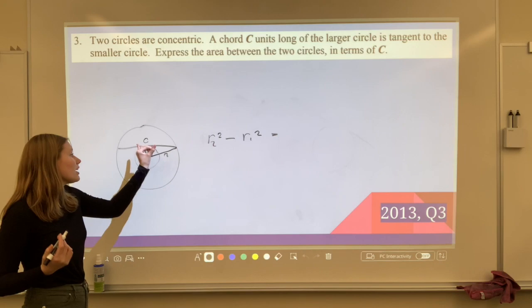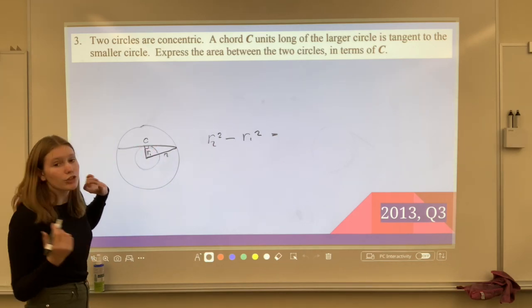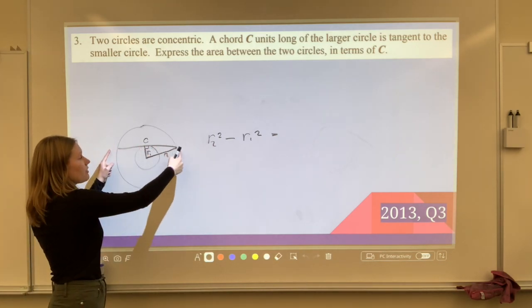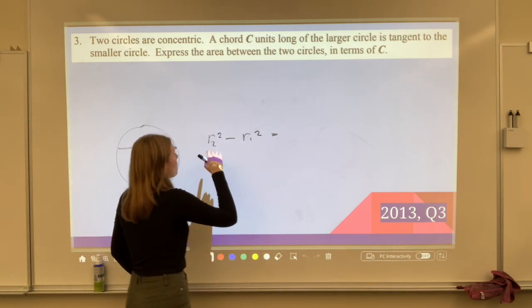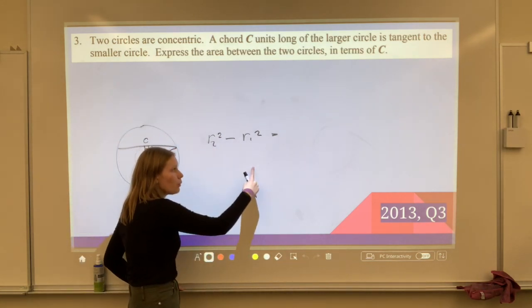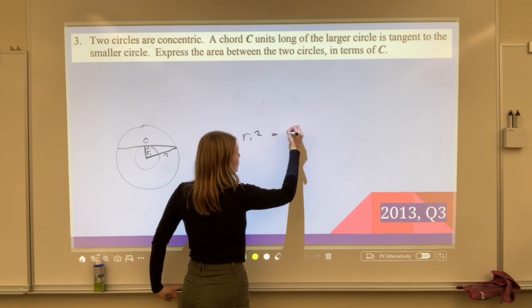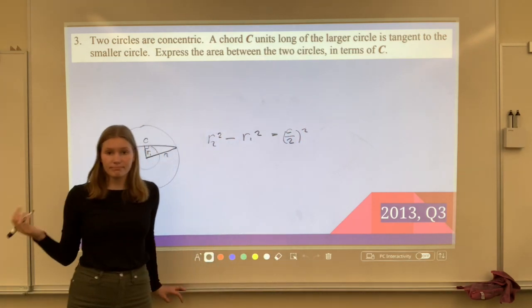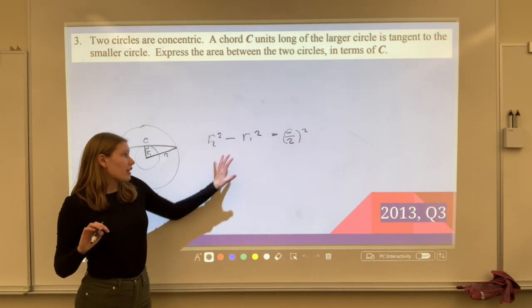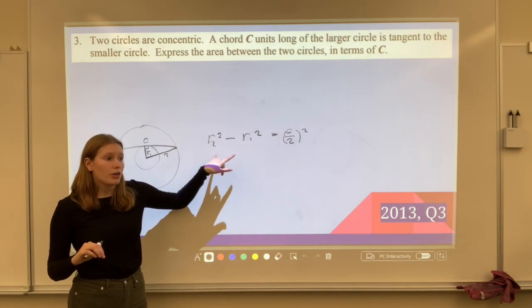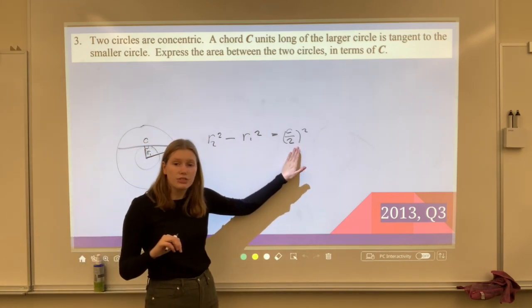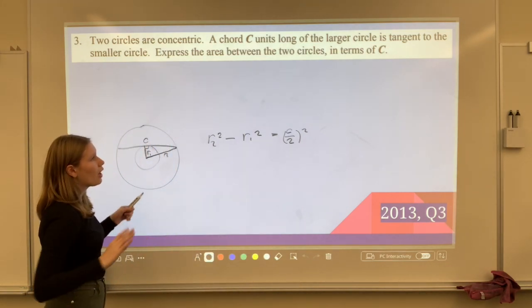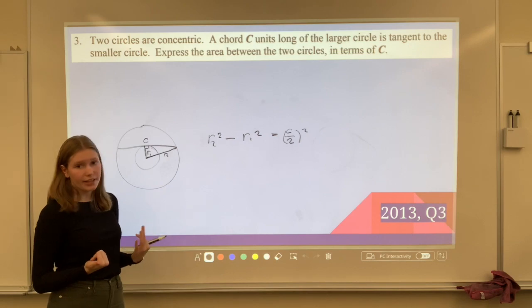And no, it is not going to be C. It is going to be C over 2 because C is the length of this entire chord. So R2 squared minus R1 squared is going to be equal to C over 2 squared. Okay, so now that we have a relationship between our two radii and our value C, let's figure out how we're going to compare the two areas.